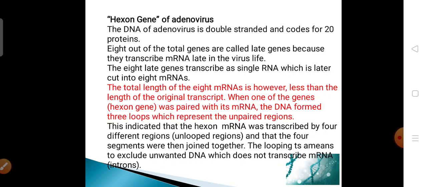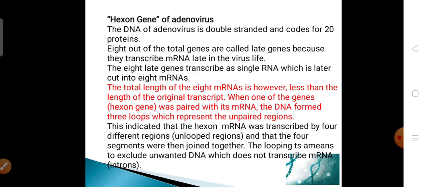Out of the 8, the Hexon mRNA was taken, so the Hexon gene was paired with the Hexon mRNA. Because mRNA is formed from DNA, the DNA-mRNA hybrid should be formed. But what they found was that when the Hexon gene was paired with its mRNA, the DNA formed 3 loops. That means the looped region of the DNA was not present in the mRNA.